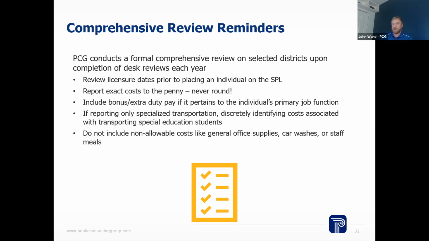And especially with transportation, always make sure you're not including office supplies, car washes, staff meals, water cooler refills, uniforms, drug tests, things like that. Really, the motto is true of "doesn't make the bus go." That really makes an item unallowable. Just that mantra you can follow if you are unsure if an item is allowable for transportation.